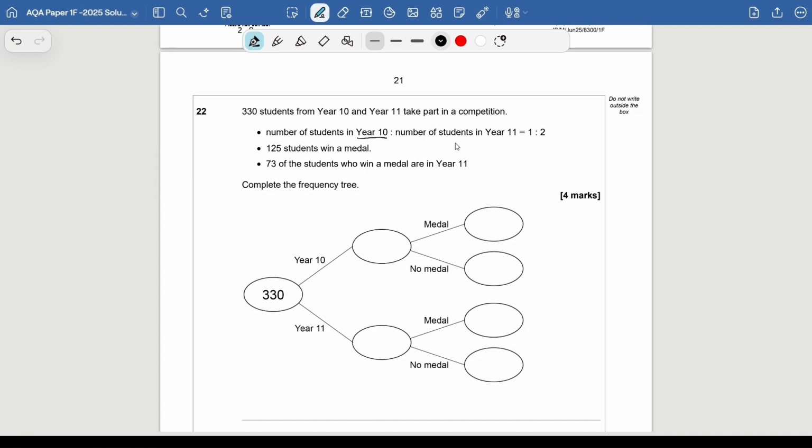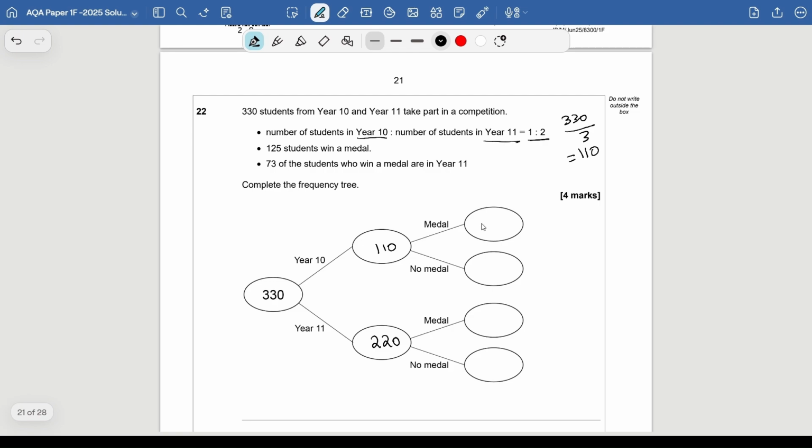So we have the ratio for year 10 to year 11 is 1 to 2, and the total students are 330. So 330 divided by 1 plus 2, which is 3. So 3 goes in 330 110 times. So one part, for year 10, will be 110, and two parts, for year 11, will be 2 times 110, which is 220. So they both add up to 330. And they say that 125 students win a medal.